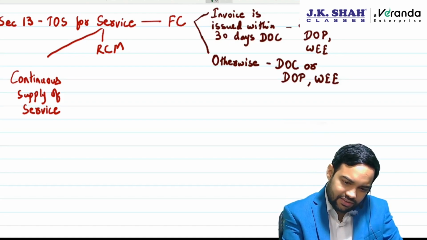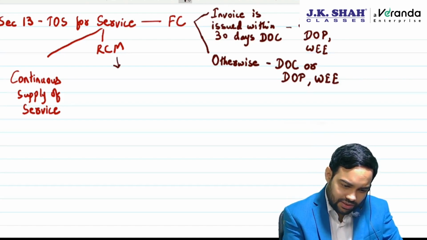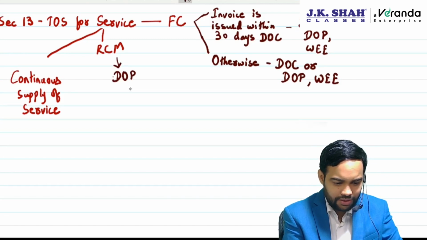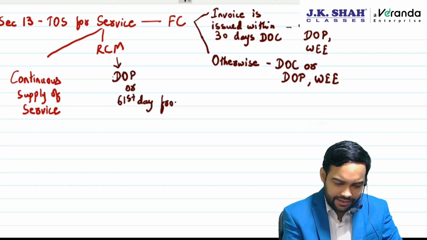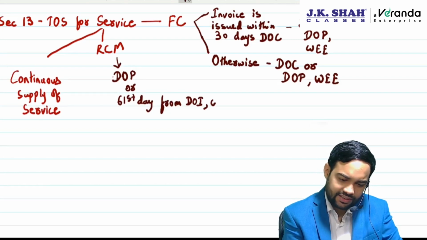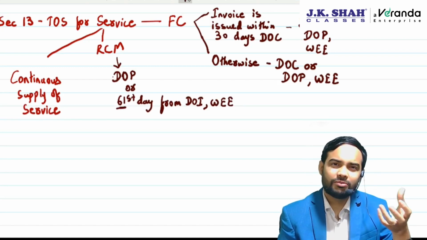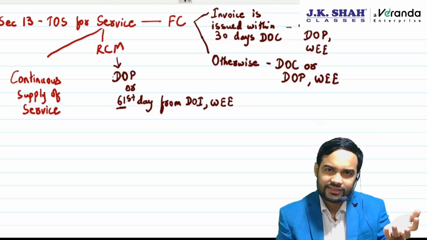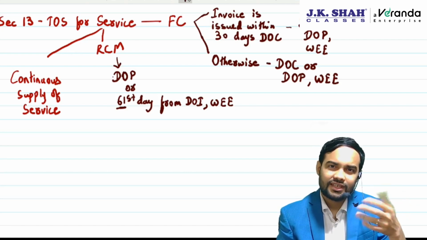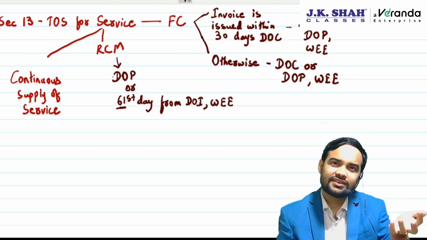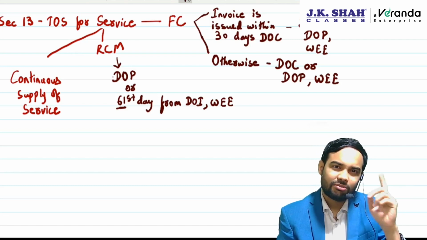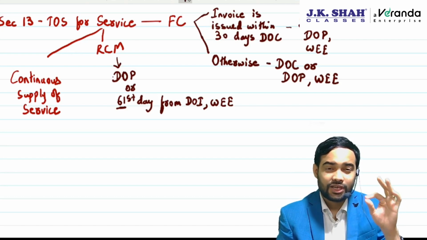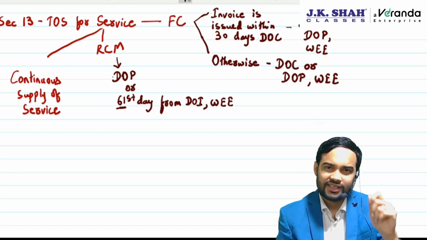Then reverse charge mechanism. The law says date of payment or 61st day from date of invoice, whichever is earlier. Now 61 is used for services. You can remember it this way: services has more letters, so higher time limit, 61st day. Goods have less letters, 31st day. That's how you can easily remember that 31 days is used for goods RCM, 61 days is used for service RCM. You need to be very sharp at this when you are in the examination hall.